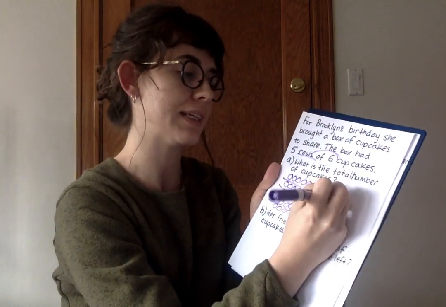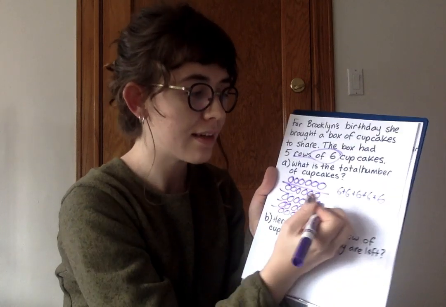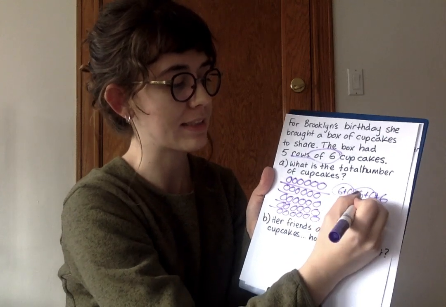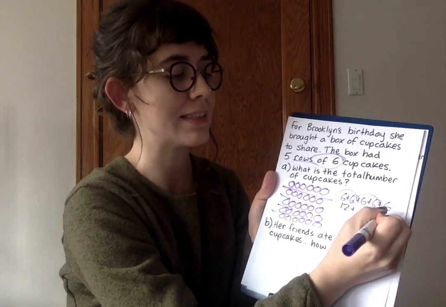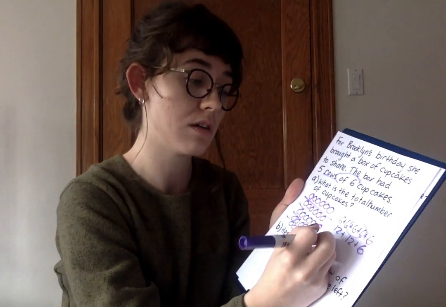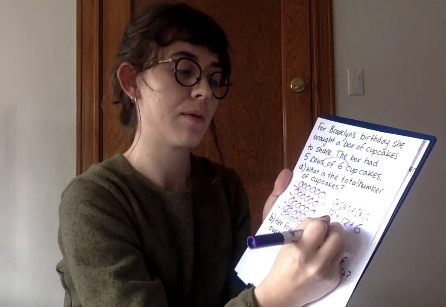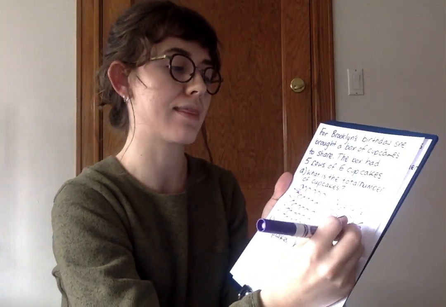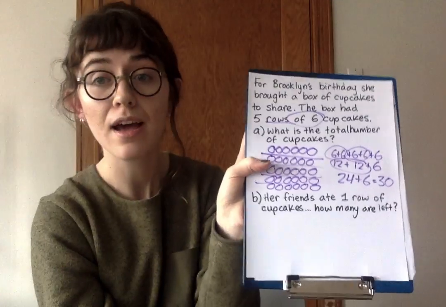So we're going to do 6 plus 6 plus 6 plus 6 plus 6. All right, 6 plus 6 is 12. 6 plus 6 is 12 plus another 6. 12 plus 12 is 24. And then plus that 6 that's left over, we're going to get to 30. So she's got 30 cupcakes.